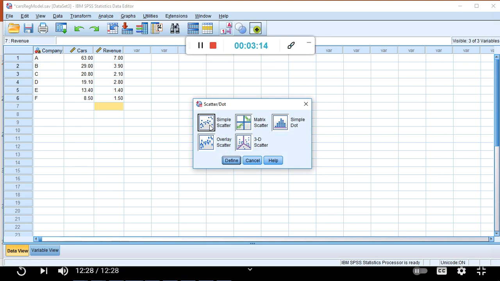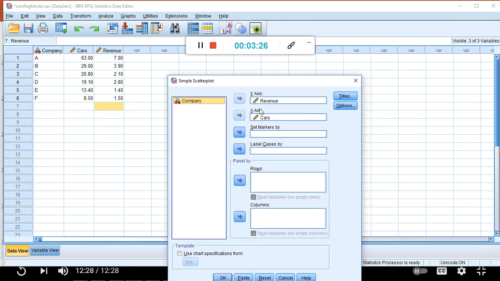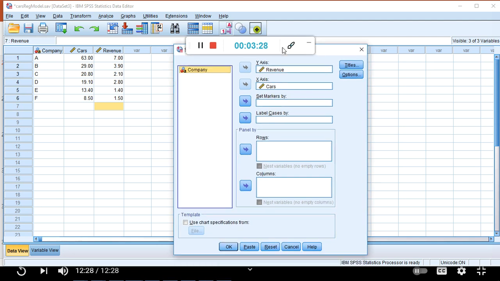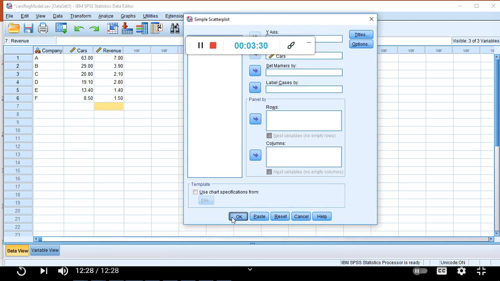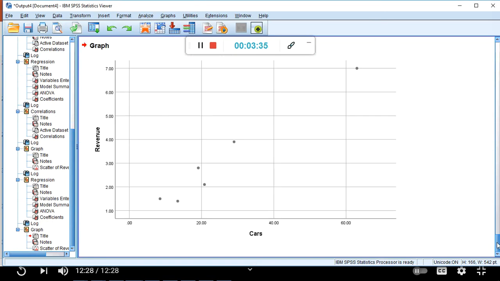I just pulled up the basic scatter plot. It was under Graphs, Scatter plot, and I'm just going to do a basic scatter plot. I only have 2 variables, so I don't need to do my fancy matrix. I entered y as revenue and x as cars, and I just want to quickly first run a scatter plot to look at my data. And this is my data.